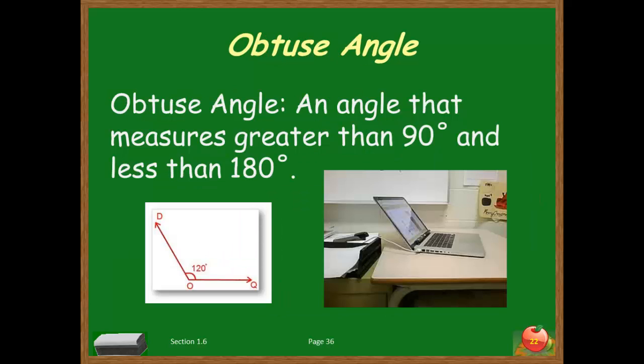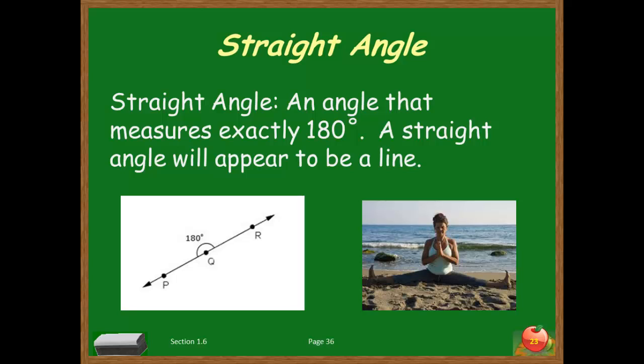Obtuse angle. An obtuse angle is an angle that measures greater than 90 degrees and less than 180 degrees. This angle is obtuse. The computer screen is open at an obtuse angle. This is an obtuse angle. Obtuse.